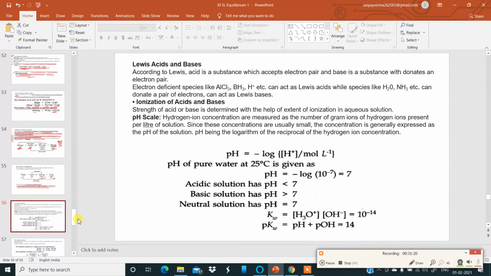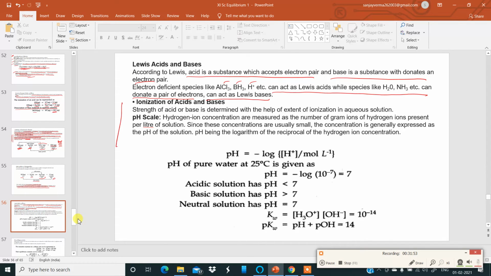Lewis acids and bases. According to Lewis, an acid is a substance which accepts an electron pair, and a base is a substance which donates an electron pair. A very wonderful concept. Electron deficient species like aluminum chloride, boron hydride BH3, and hydronium ion can act as Lewis acids, while species like water and ammonia can donate a pair of electrons and can act as Lewis bases.